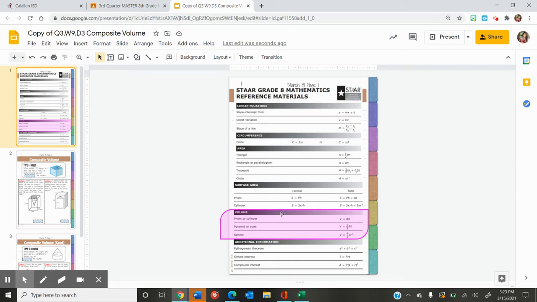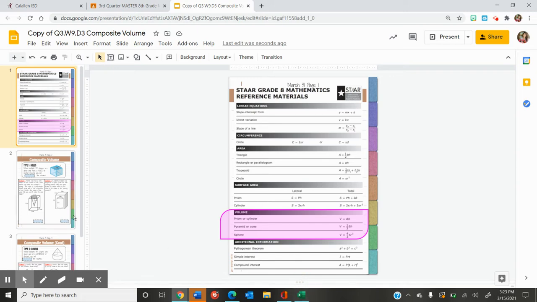But for starters, the formulas again on our formula chart are going to be right here under volume, and then you will need this other section on area if you're trying to find the area of our base, because remember that big B stands for area of our base.